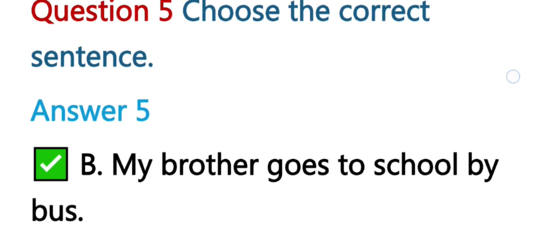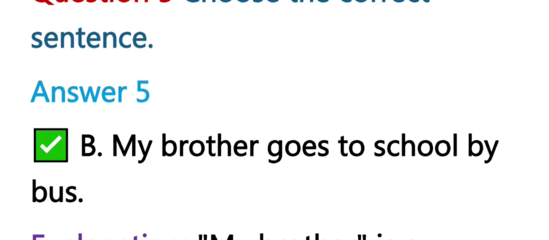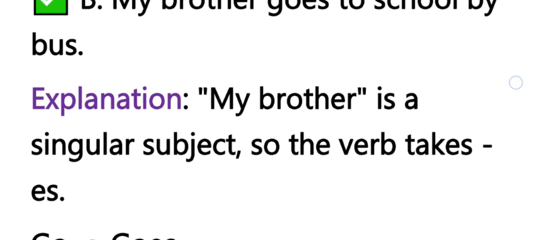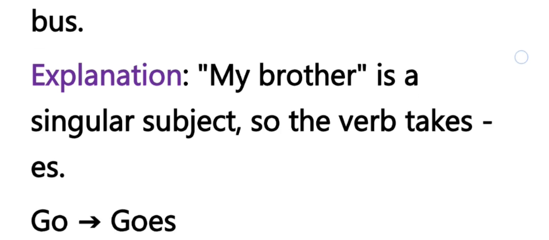Let's talk about question 5. Choose the correct sentence. Our answer is option B. My brother goes to school by bus. You can see my brother is a singular subject. So the verb takes es. In the verb we add es and go becomes goes.